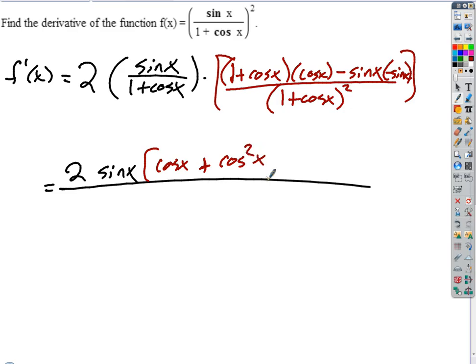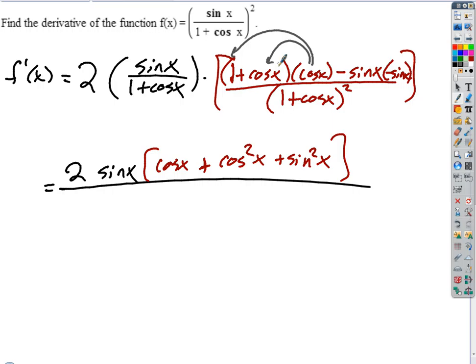Now what about this over here? Plus sine squared x. Wait a second, why is it just cosine by itself? Because we took this cosine and we distributed it, multiplying by one. Okay, make sense? Good.